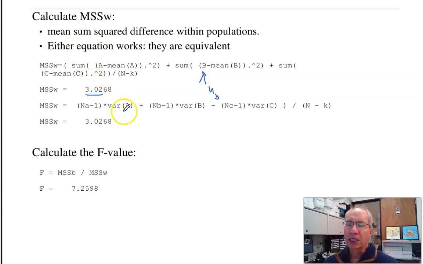Equivalent. I can take the variance of A times n minus 1 plus the variance of B times n minus 1 plus variance of C times n minus 1 divided by n minus k. I get the same answer. So either calculation is correct. 2 different ways of doing the same thing. The F score then is the ratio of mean sum between columns to mean sum within columns. I get 7.25.